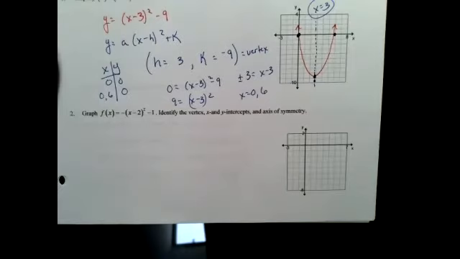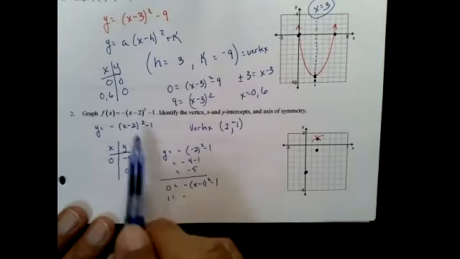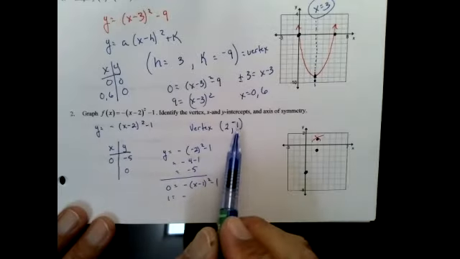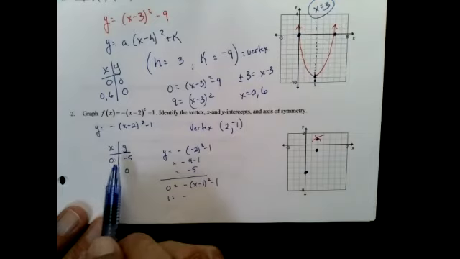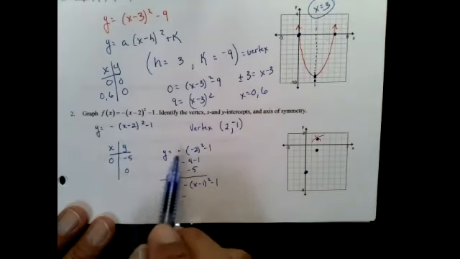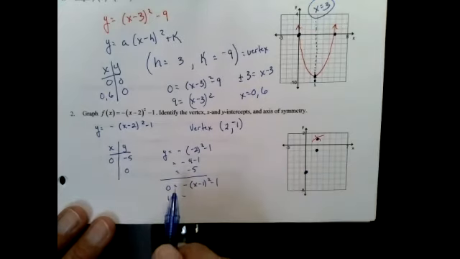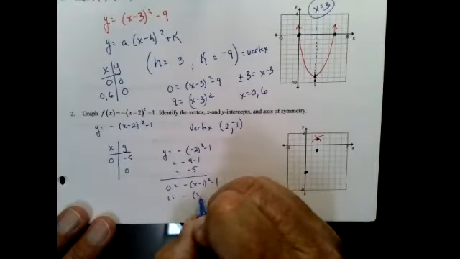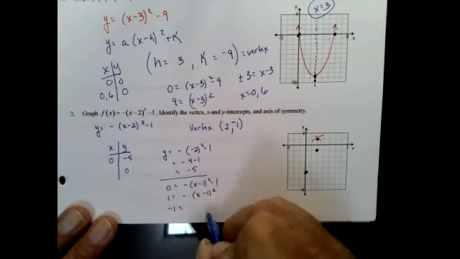Pausing the video. Found my vertex, (2, -1). Plug in 0 for x. I found my y-intercept, -5. Plug 0 in for y. Add 1 to both sides, multiply by -1.